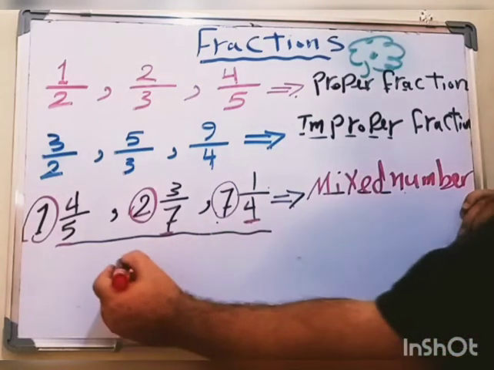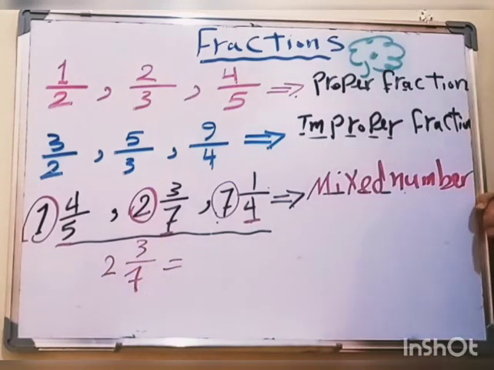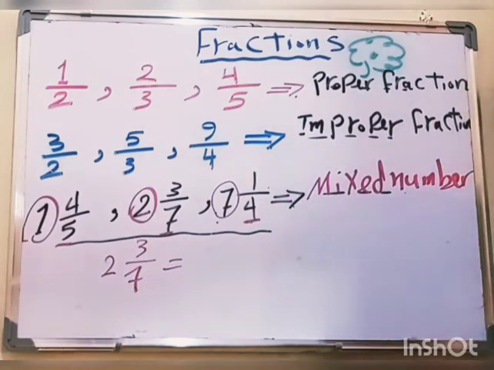When I say, for example, 2 and 3 over 7, this fraction is equal to 2 and 3 over 7, a mixed number.